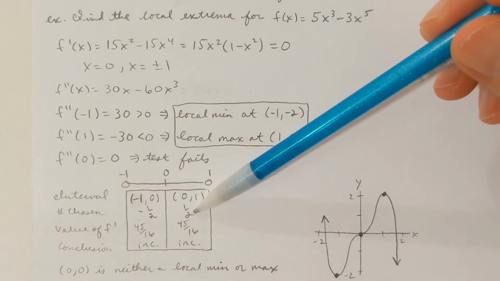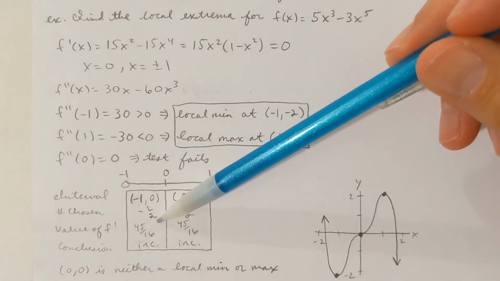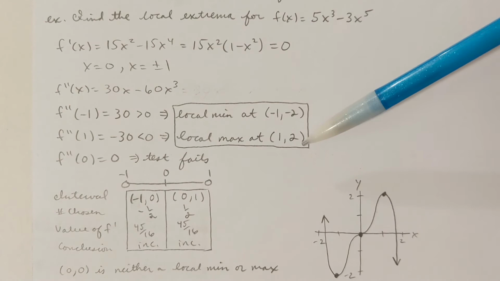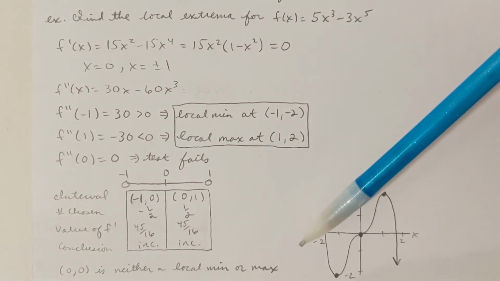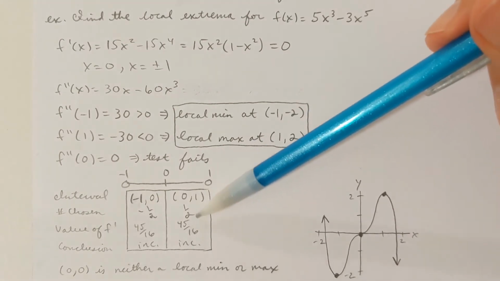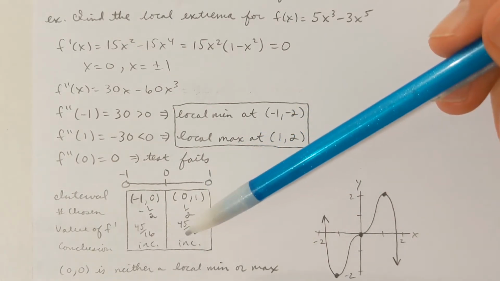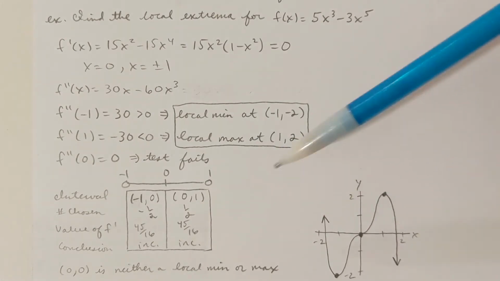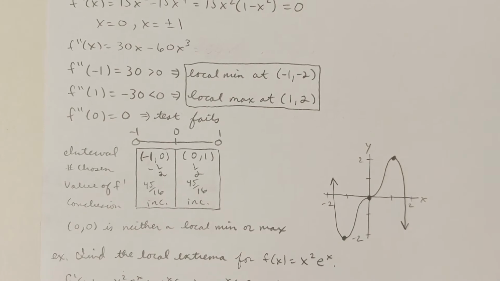How about if I plug in 1/2? Well, the result is going to be the same since I'm squaring x. I'll get the same result as when it was negative 1/2. 45 over 16 is the value of f prime when x is 1/2, and so I'm going to be increasing. I'm increasing and then increasing again. That means that this point 0, 0 is neither a local min nor a max.